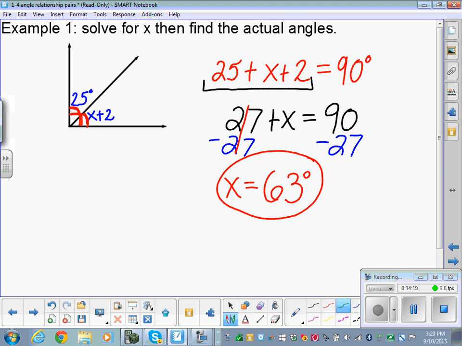So we have x plus 2 right here. We want to know the actual angle, so let's plug in 63. Because x is equal to 63, that's what we solved for. So 63 plus 2 is 65. So this angle we had to solve for because we didn't know it before. It's 65 degrees. So then check it. Does 65 plus 25 equal 90? Yes, it does. So we've done this correctly.